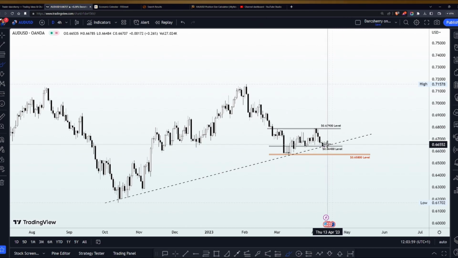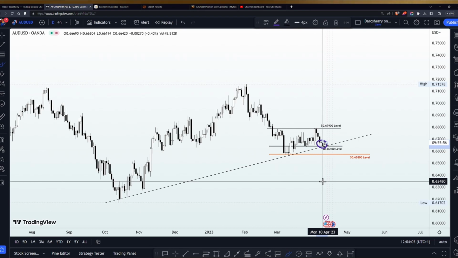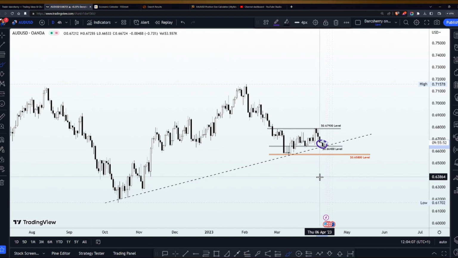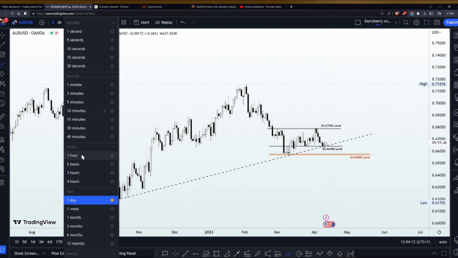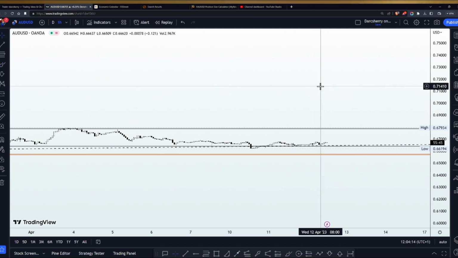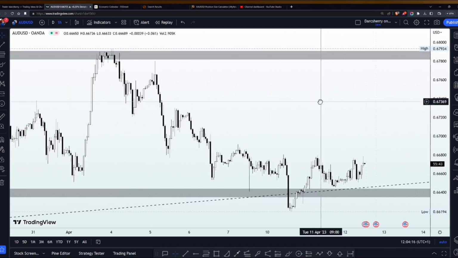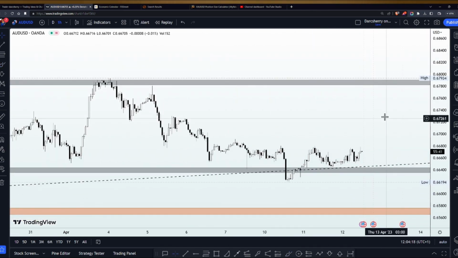0.66400 level. So what we are going to be doing right now is to scale down to a lower time frame and see how price action has been reacting to the structure to decipher if we are going to be buying or getting ready to sell. So when we scale down to the 1 hour time frame here, we begin to see things more clearly. And on the 1 hour time frame, what can you find here?